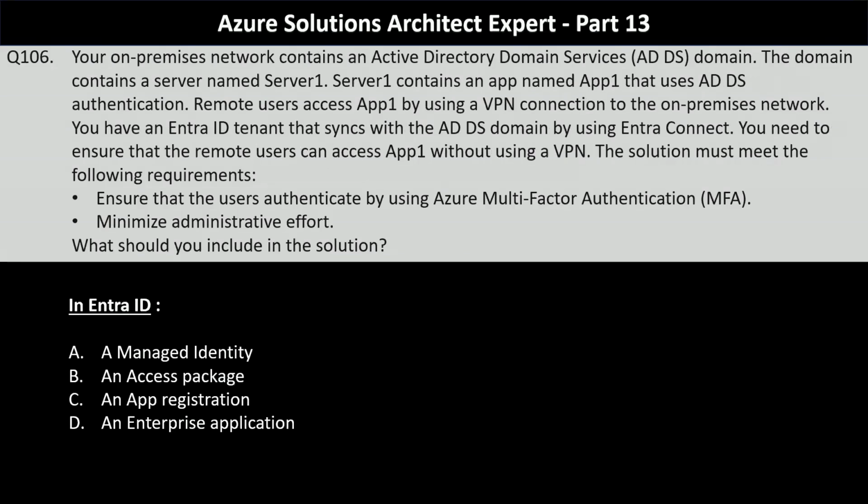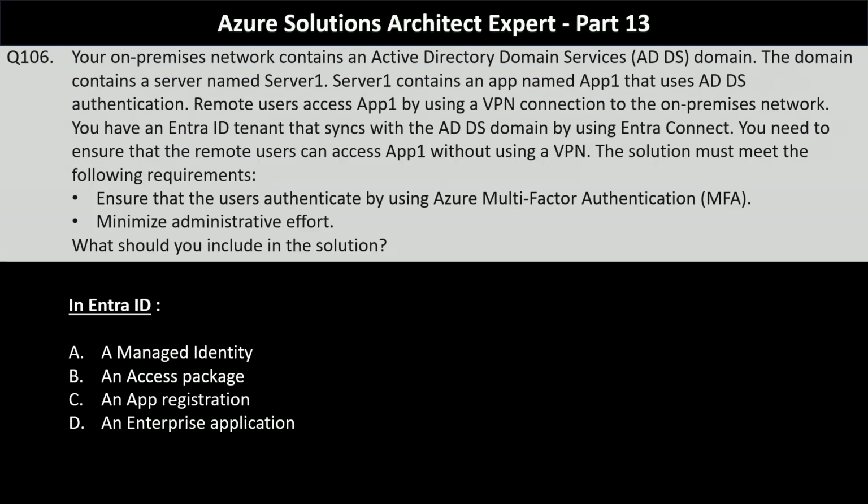Your on-premise network contains an Active Directory Domain Services domain. The domain contains a server named Server1. Server1 contains an app named App1 that uses ADDS authentication. Remote users access App1 by using a VPN connection to the on-premise network. You have an Entra ID tenant that syncs with the ADDS domain by using Entra Connect. You need to ensure that the remote users can access App1 without using a VPN. The solution must meet the following requirements: ensure that the users authenticate by using Azure multi-factor authentication and minimize administrative effort. What should you include in the solution?